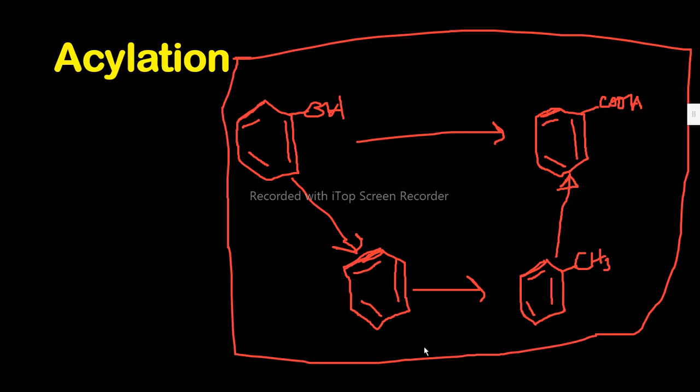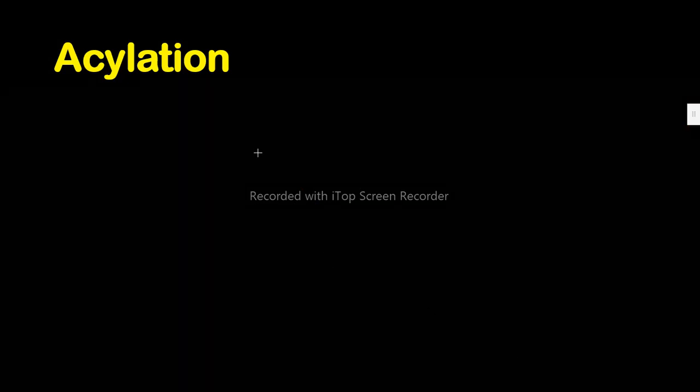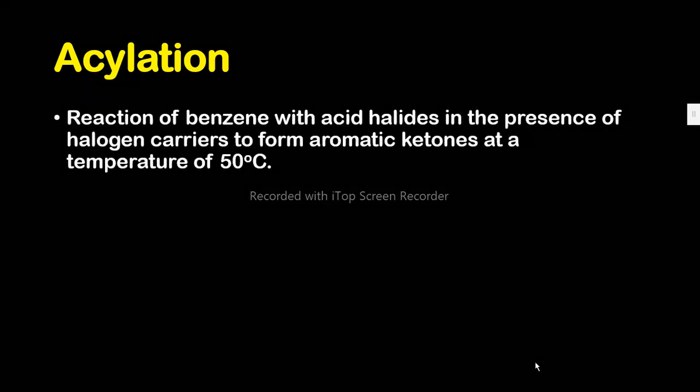Brilliant. Somebody in the chat box asked what acylation is. Acylation is simply the addition of an acyl group to a compound to form an aromatic ketone. An aromatic ketone, you're going to see.